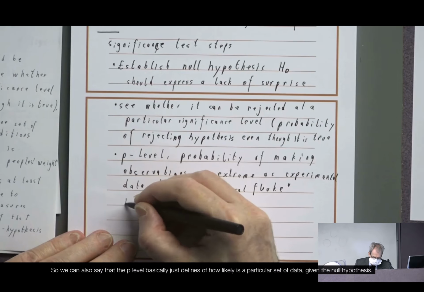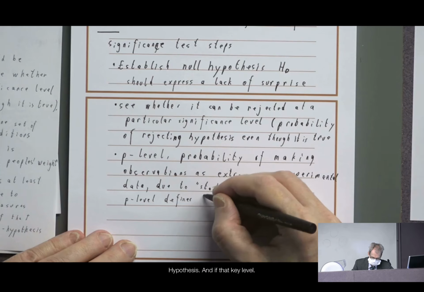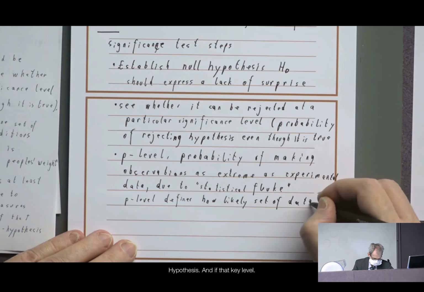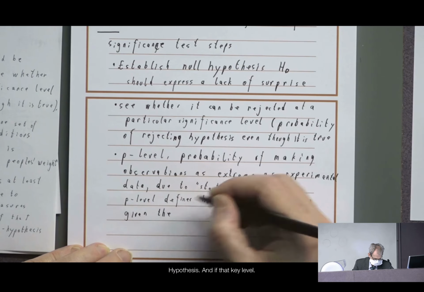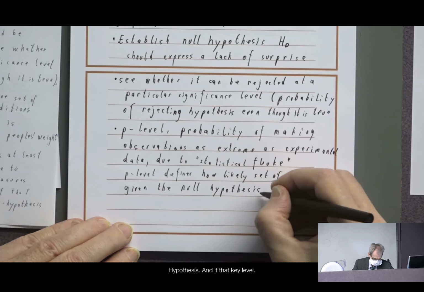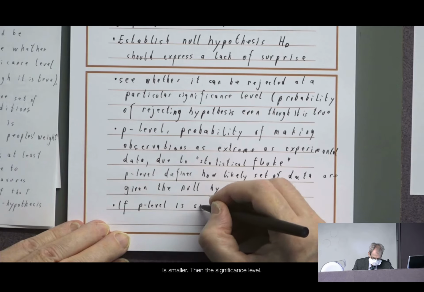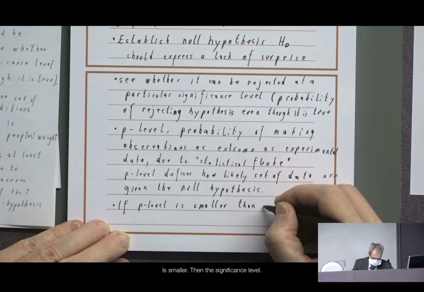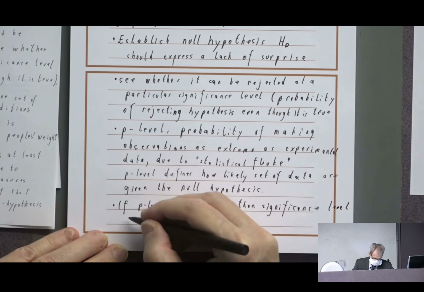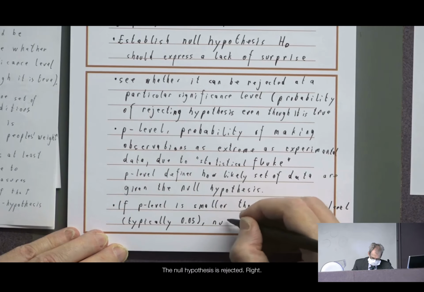So we can also say that the P level basically just defines how likely is a particular set of data given the null hypothesis. And if that P level is smaller than the significance level, and I'm going to talk about the value here in a second, for now we write typically 0.05, the null hypothesis is rejected.